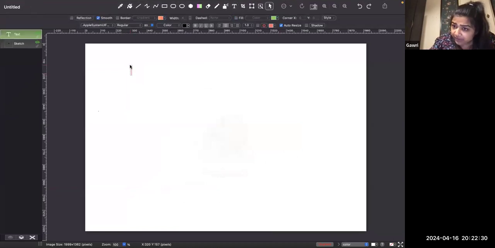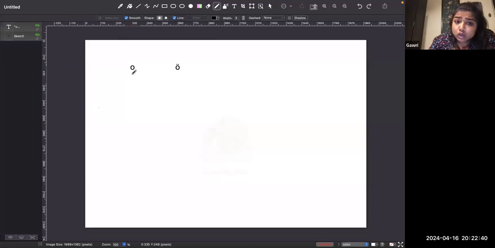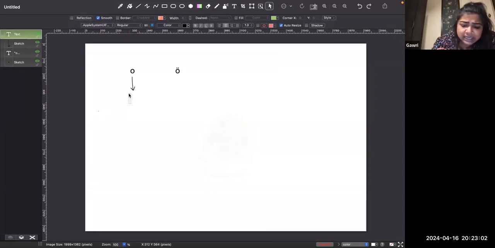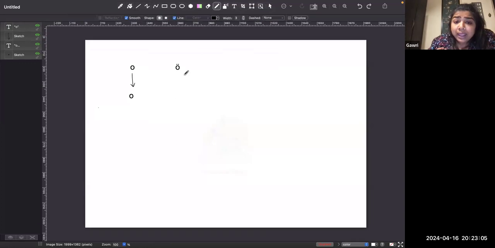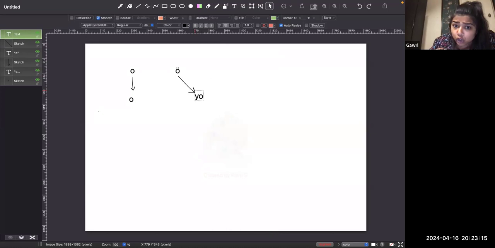Now we are coming to the difference between O and O umlaut. What is the difference between the pronunciation of O and O umlaut? The O without umlaut is pronounced just like in English. You have to pronounce it as O only. You can write it in your mother tongue, or you can write it in English only. Whereas O umlaut is pronounced as yo. Y-O, yo.